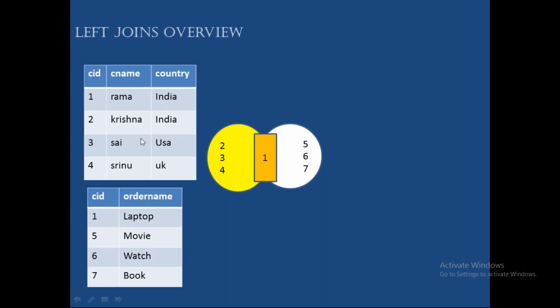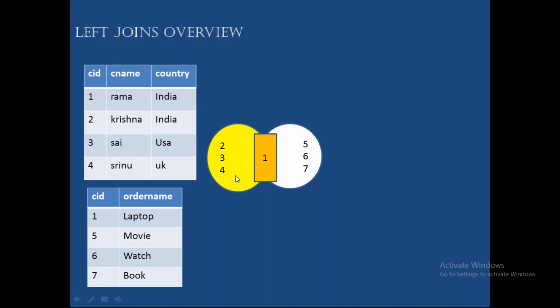So 1, Rama, India, laptop, this entire row you will get. The common record between these two tables is 1. So you will get this one, plus left join means all remaining records from the left table, that is 2, 3, 4, I will get.